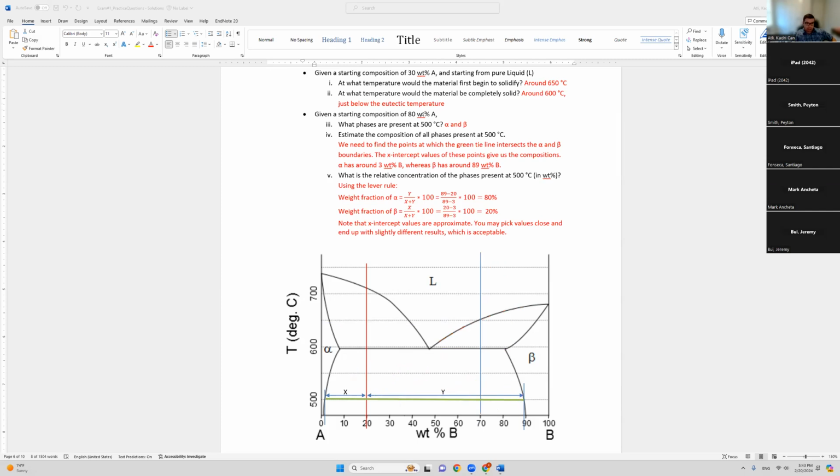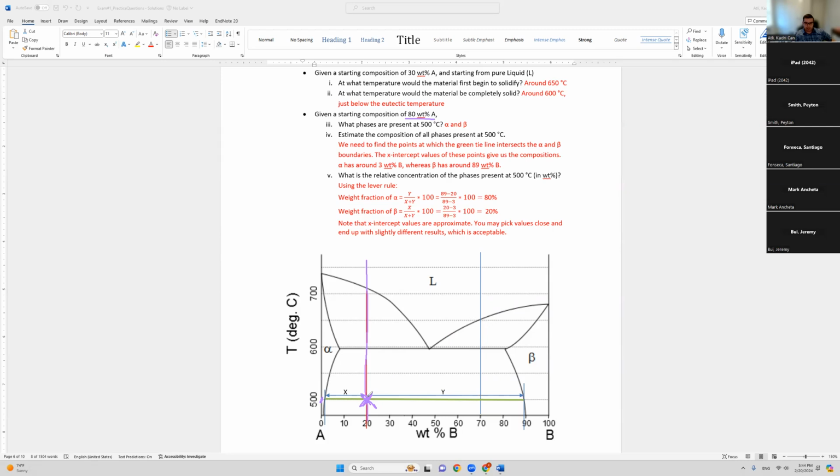Given a starting composition of 88% A, again, this is tricky. Be careful, 88% A means 12% B, right? This time I'm looking at this vertical line here. My composition should lie on this vertical line. What phases are present at 500 degrees Celsius? Let's find 500 degrees Celsius, it's here. So I draw this line and the intersection point is here, right? 12% B or 88% A at 500 degrees Celsius. I'm at this cross, okay?